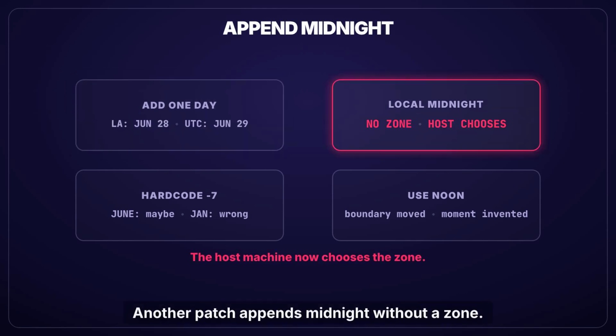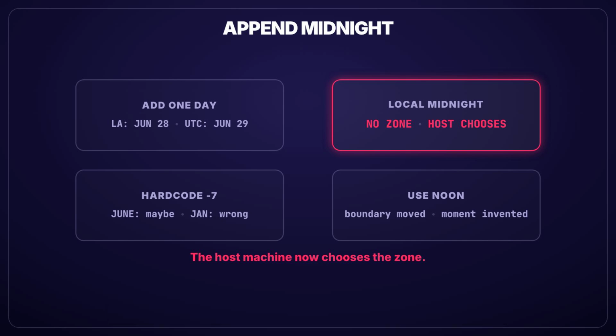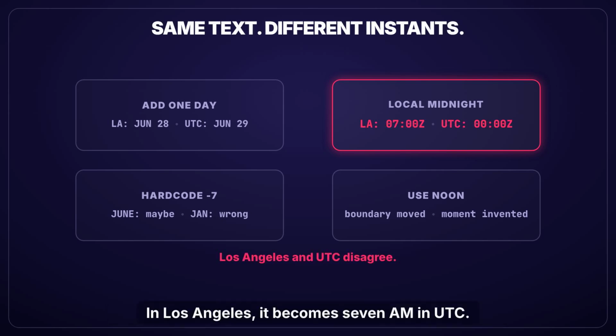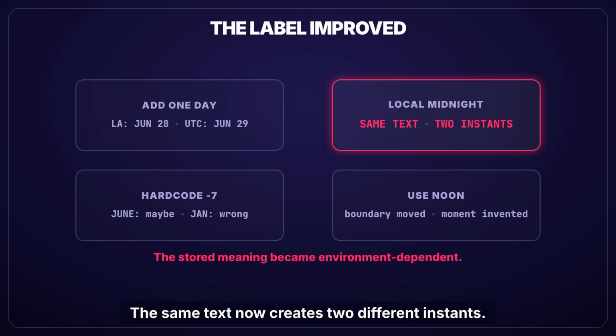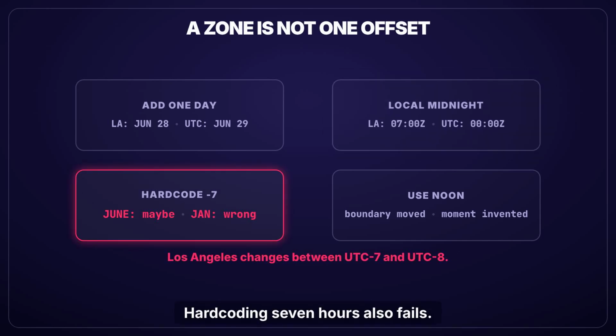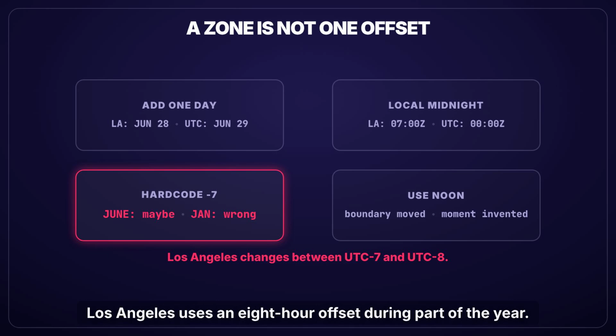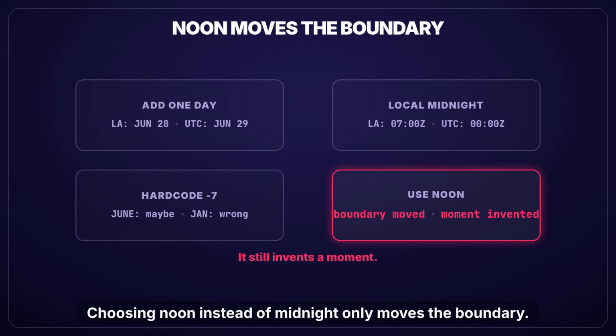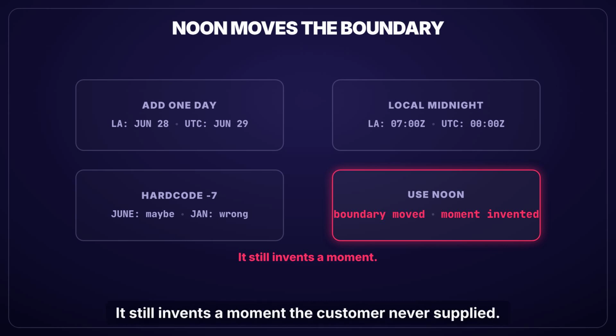Another patch appends midnight without a zone. That string is interpreted in the machine's local zone. In Los Angeles, it becomes 7 a.m. in UTC. On a UTC server, it becomes midnight UTC. The same text now creates two different instants. The visible date improved, but the meaning became unstable. Hard coding 7 hours also fails. Los Angeles uses an 8-hour offset during part of the year. Choosing noon instead of midnight only moves the boundary. It still invents a moment the customer never supplied.